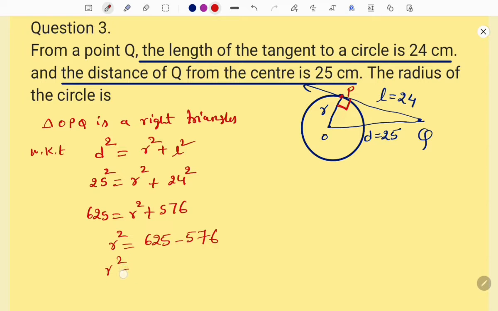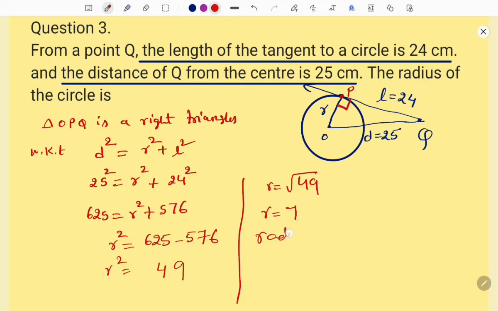Therefore R square is equal to, now you can subtract this both. 15 minus 6, 9, and here 11, 7, 4. So R square is equal to 49. Then R is equal to root 49. So R is equal to 7.